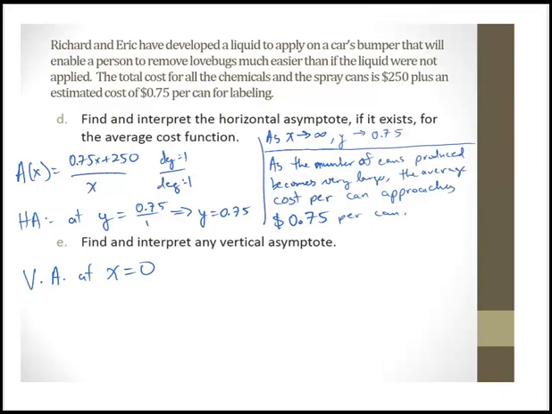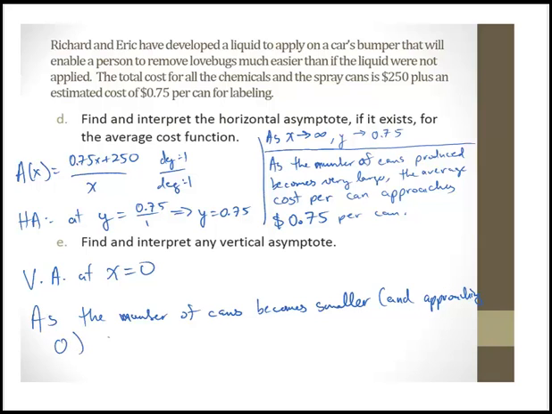But what we can say is, as the number of cans becomes smaller, approaching 0, the average cost per can becomes very large.